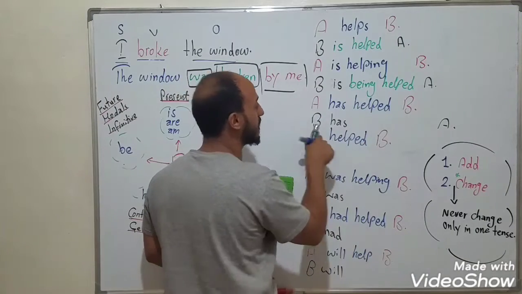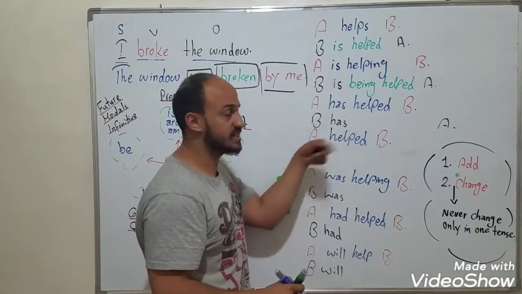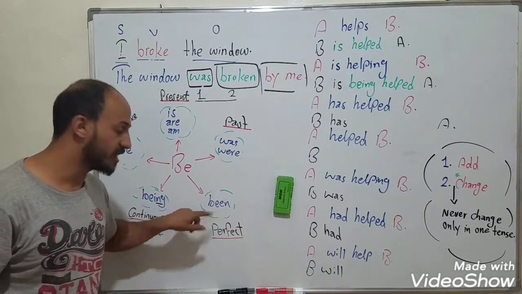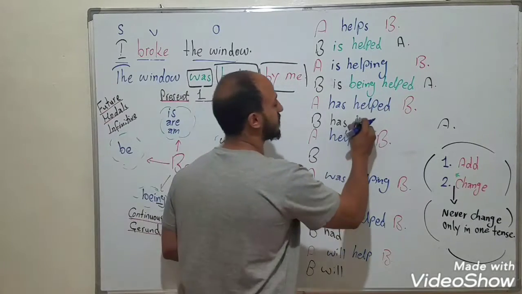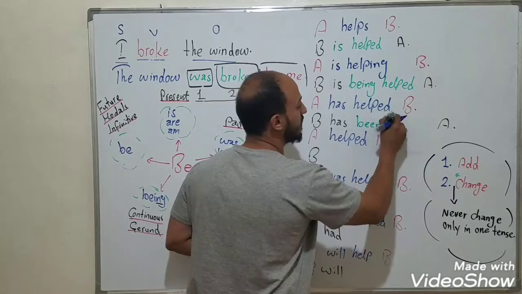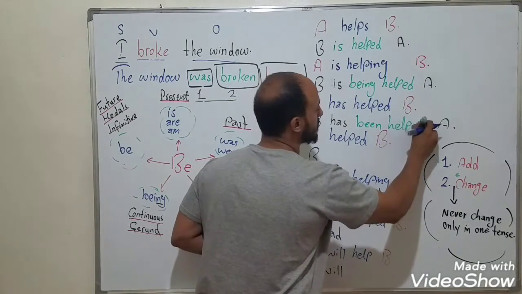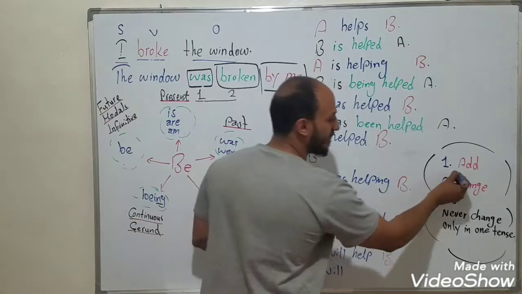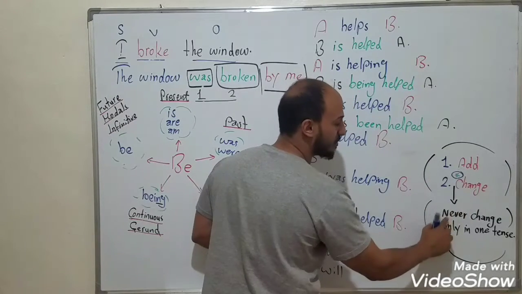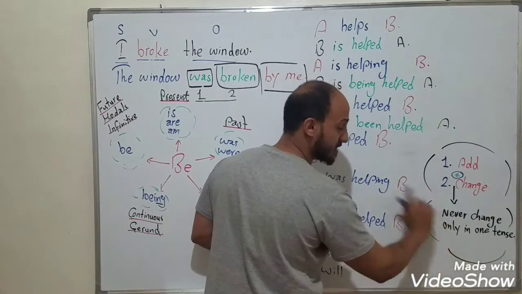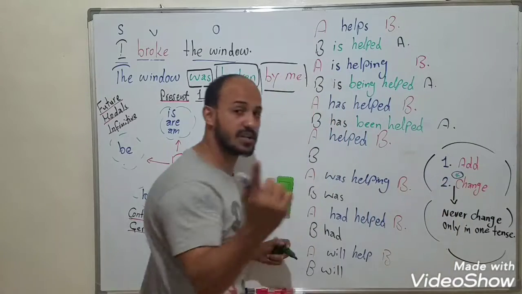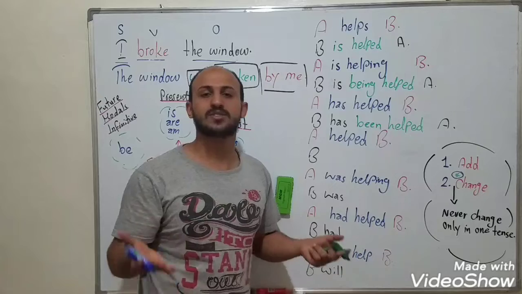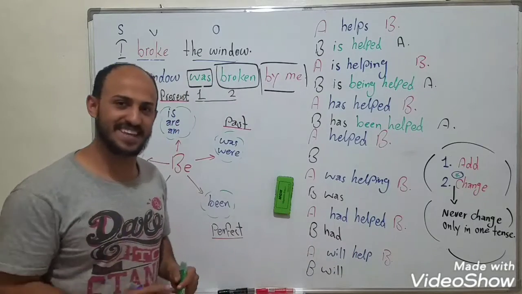A has helped B. B has from the sentence. Now I'm going to change it. What is this tense? It is perfect. So what am I going to use? Been. So I add here been. And I don't change the verb because in present perfect we use past participle, all right? And this is why I gave you this star. I give you this star because I tell you never change, never change, only in one tense. What is it? It's the perfect. Why? Because when you use perfect, you must use the past participle. You get the idea? All right.